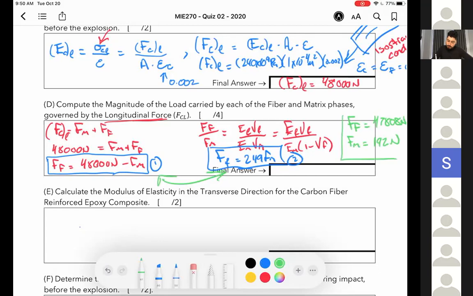That's our answer. Is everybody okay with that? Two equations, two unknowns, make them equal and solve, and then substitute back.